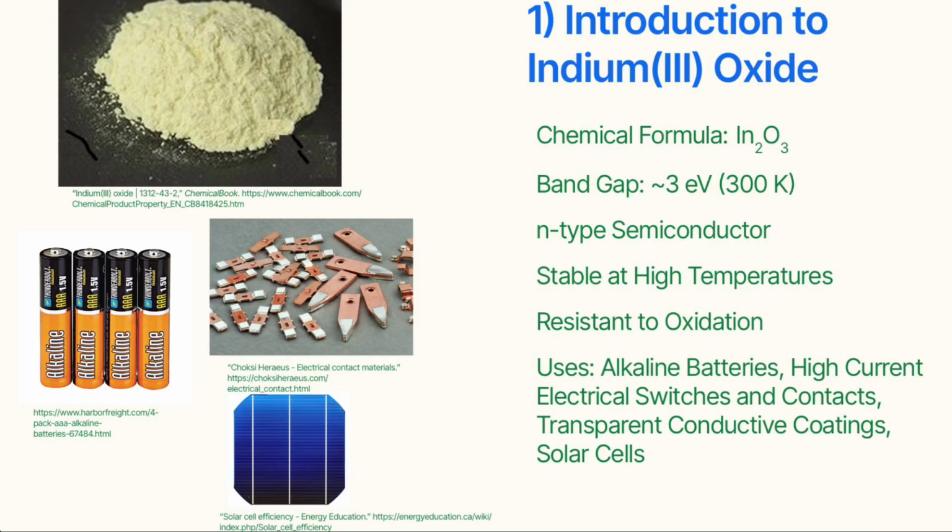Indium oxide is an N-type semiconductor with a band gap of around 3 eV at room temperatures. It's stable at high temperature and resistant to oxidation, and can be used in applications such as alkaline batteries to suppress gas formation, high current electrical switches and contacts as an anti-arcing additive, and transparent conductive coatings.